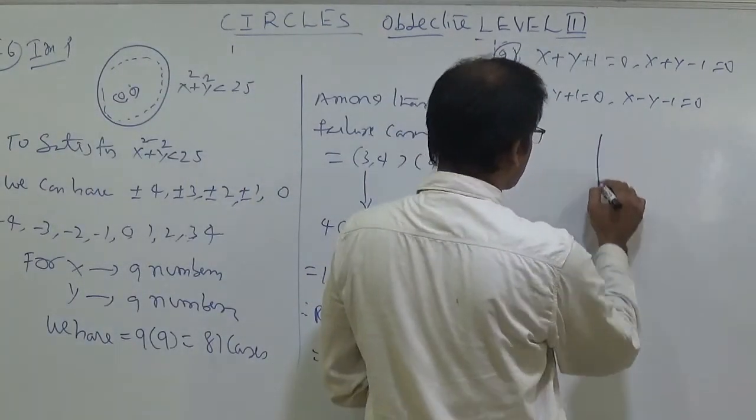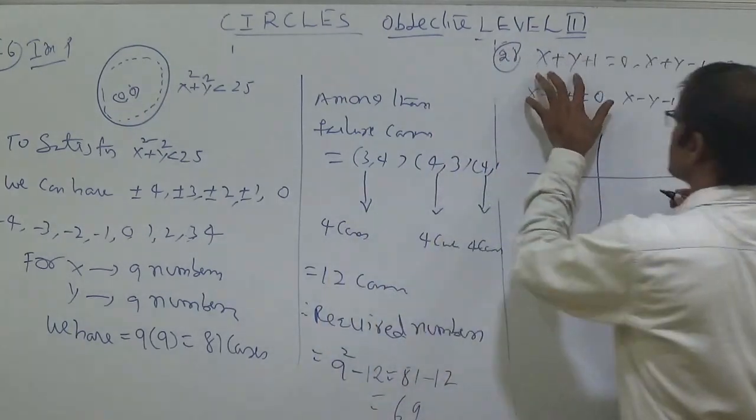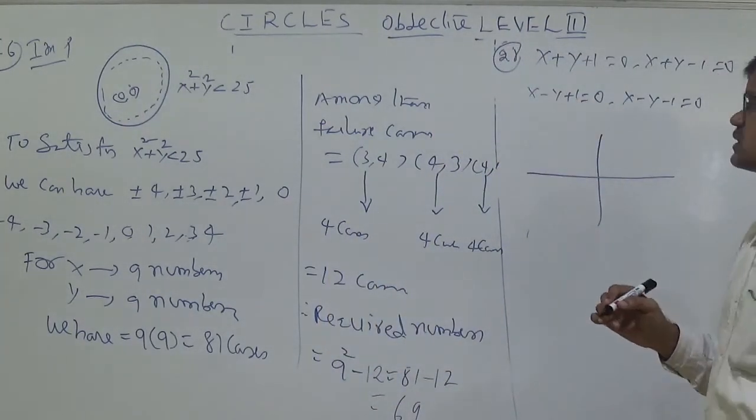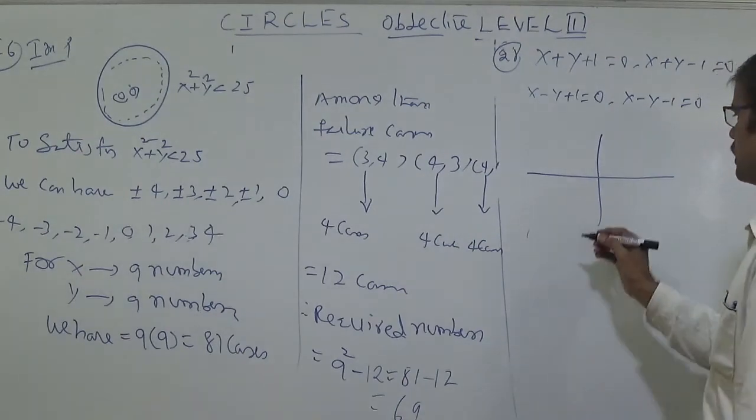According to intercepts, we can write now. Whenever you take x plus y plus 1 equal to 0, the x intercept is minus 1 and the y intercept is also minus 1.